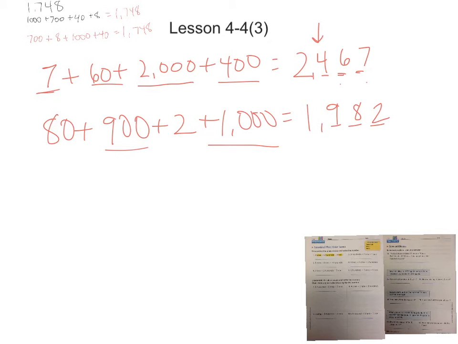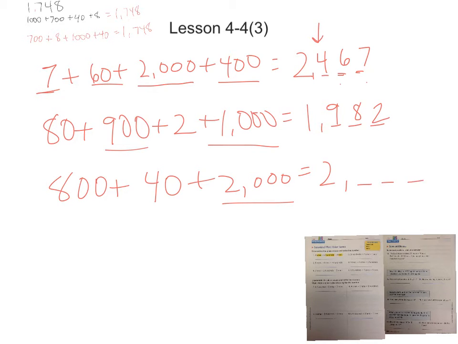One more here for you. Let's do 800 plus 40 plus 2,000. Pause it, work on it, unpause it. Alright, so hopefully you grabbed the biggest number. I said it was 2,000 and knew there are 3 empty places after it. Grab the 8 for 800, grab the 4 for 4 tens, and then how many ones are there? There are 0. So that's how you would do it.